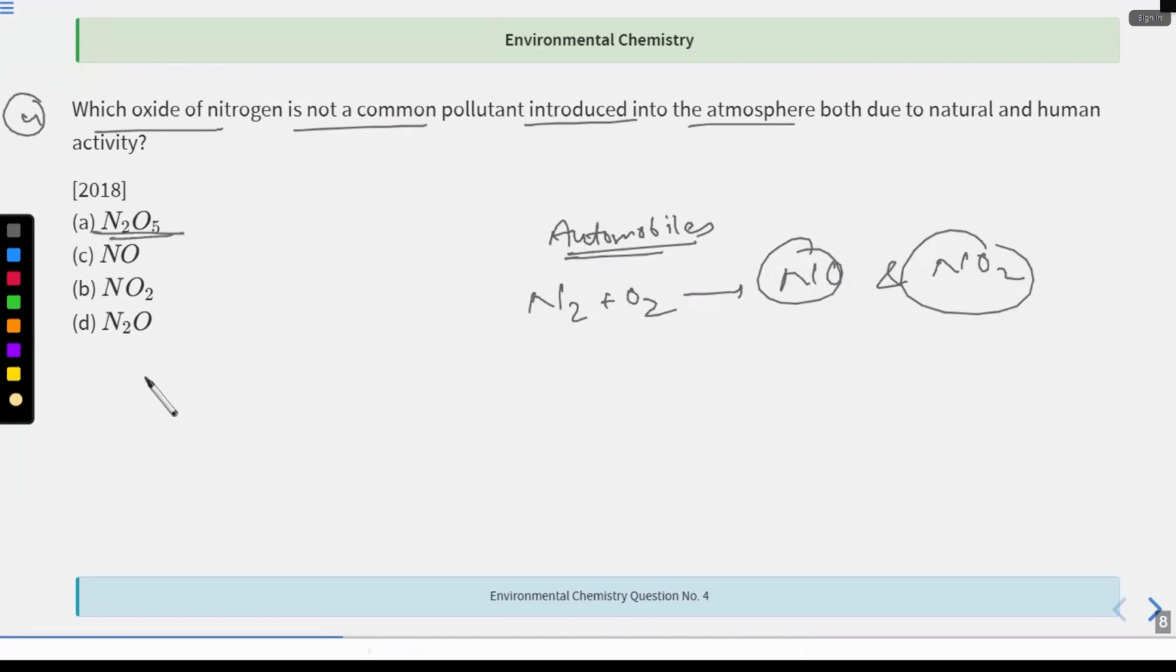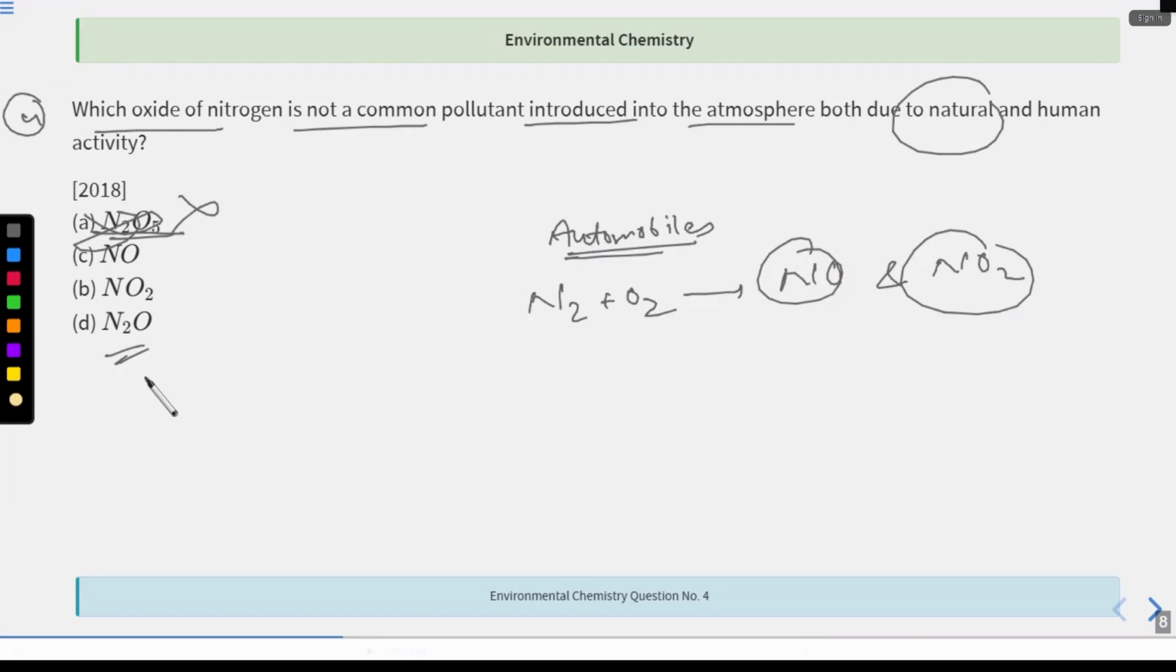N2O5 might be due to natural causes, but it is not a human cause, because human activity can be read as the pollution due to automobiles, CFCs from refrigerators, or depletion of the ozone layer, which is due to humans. But humans are not involved in any activity which directly produces N2O5. Humans produce NO, NO2, and N2O also, but not N2O5. It might be released in the atmosphere, but not directly by human activities.